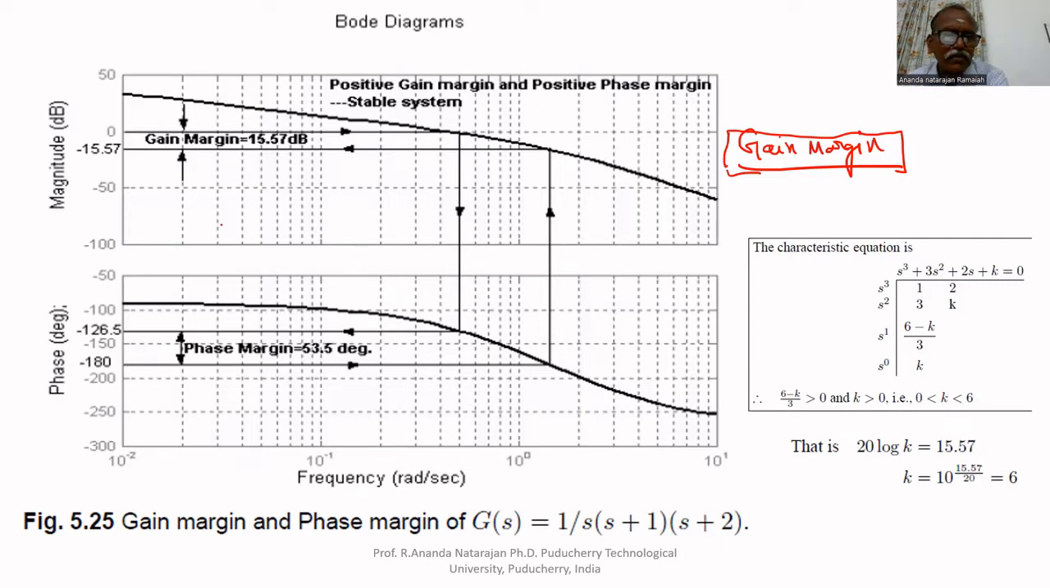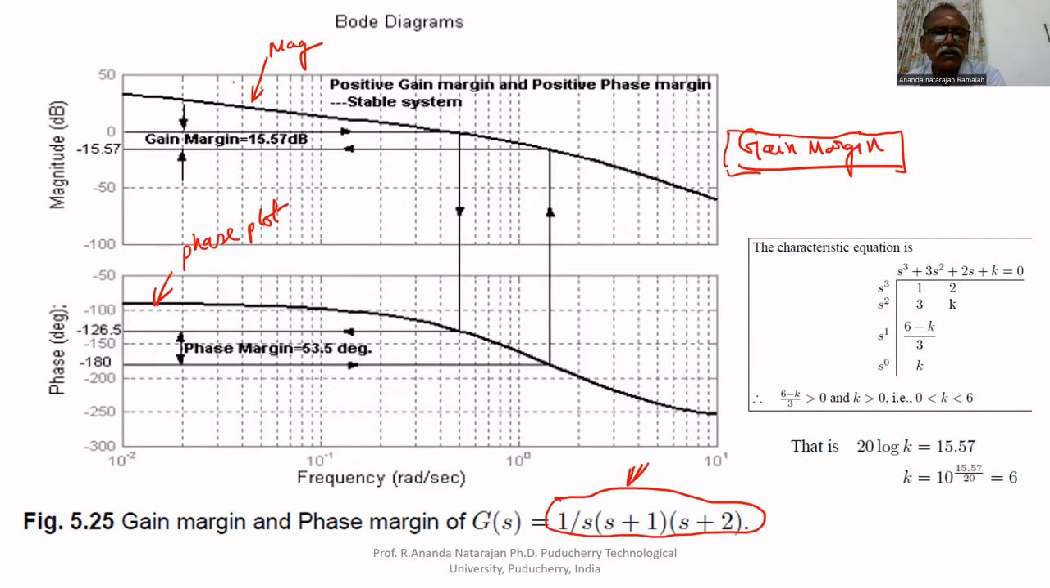To find the gain margin, we have to consider both the magnitude plot as well as the phase plot together. These are the Bode plots for phase and magnitude of a system whose open loop transfer function is 1 upon s multiplied by (s plus 1) multiplied by (s plus 2). This is the open loop transfer function.